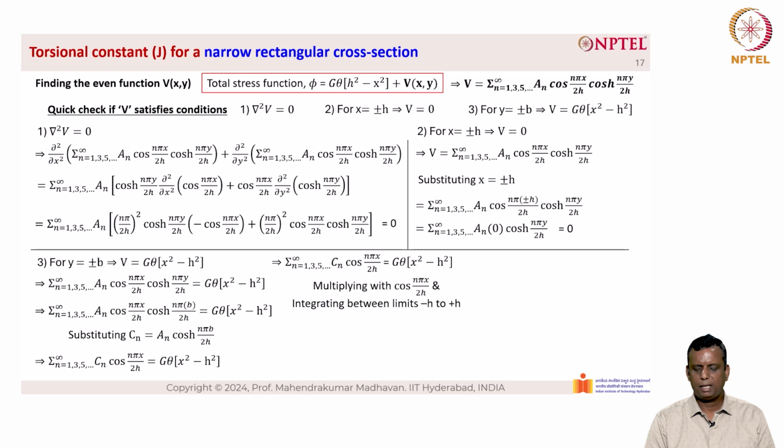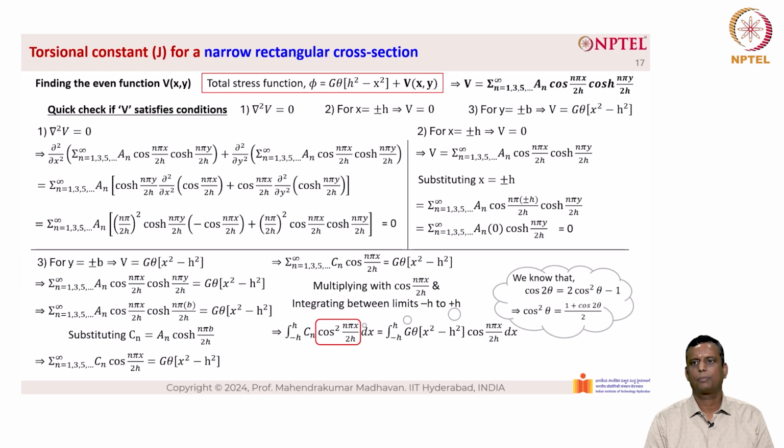Now let's multiply both sides with cos(n pi x by 2h) and integrate between limits minus h to plus h. So we have integral of minus h to h c_n into cos square(n pi x by 2h) dx equal to integral of minus h to h g theta into (x square minus h square) into cos(n pi x by 2h) dx. We also know that cos 2 theta equal to 2 cos square theta minus 1. So cos square theta equal to (1 plus cos 2 theta) by 2. This is from our basic high school mathematics. So we can substitute that. Instead of cos square(n pi x by 2h), we have (1 plus cos(n pi x by h)) by 2.